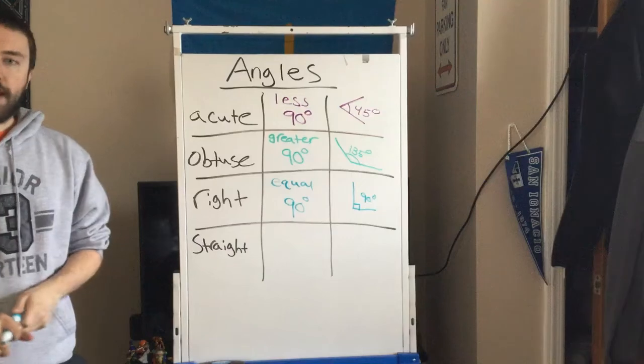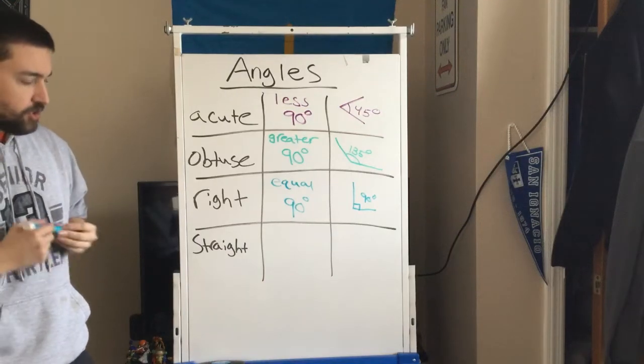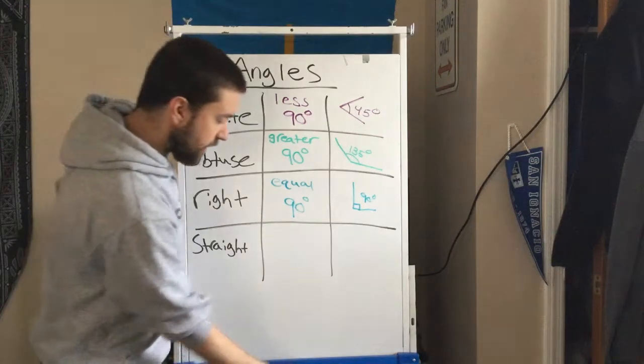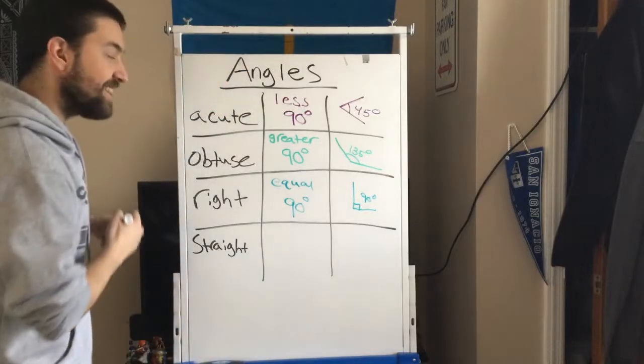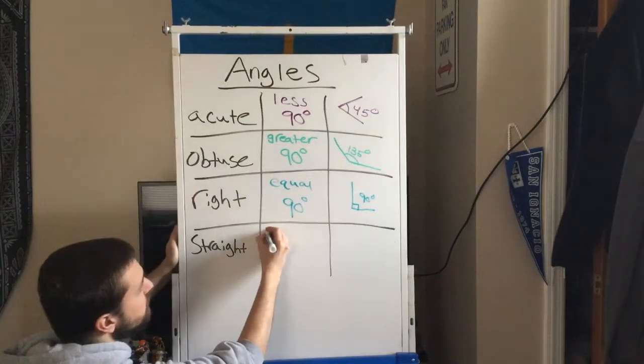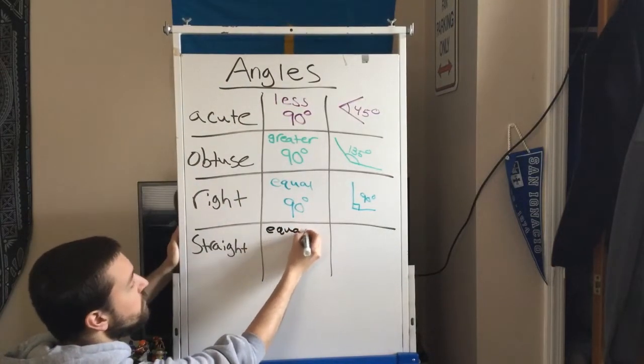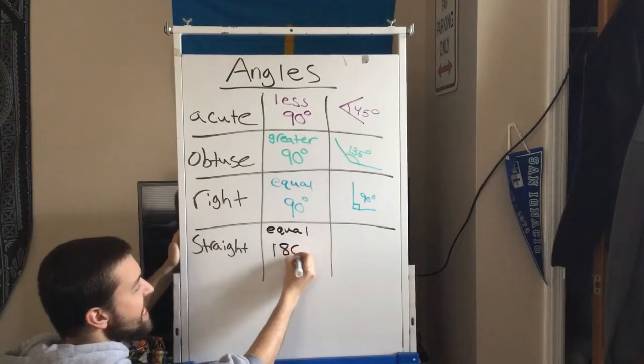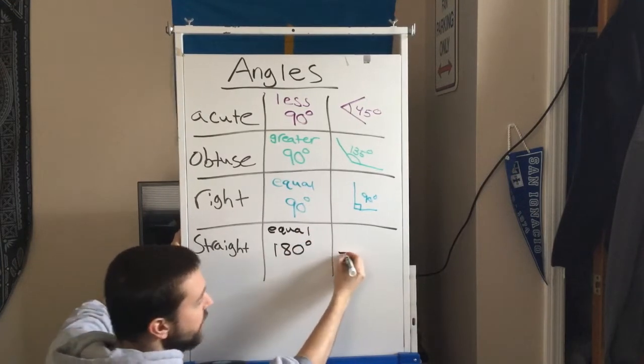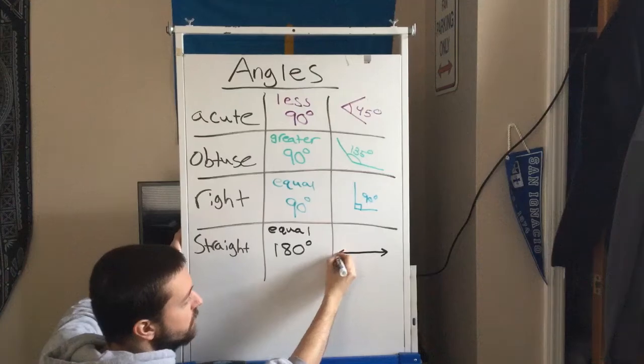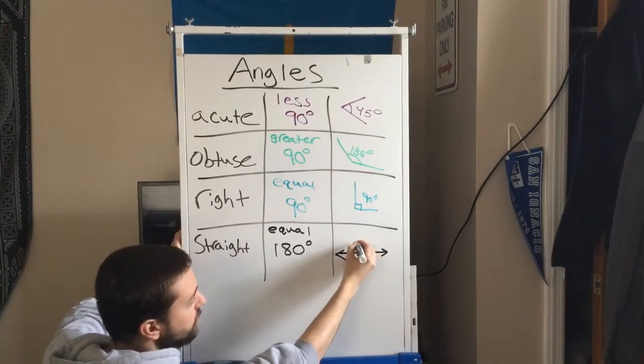Now there's one more angle we talked about, and that is the straight angle. These angles are equal to 180 degrees. These angles are straight lines.